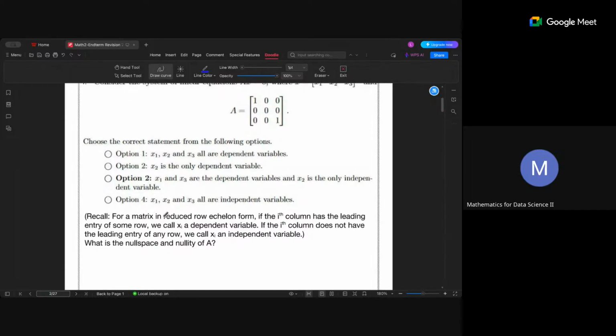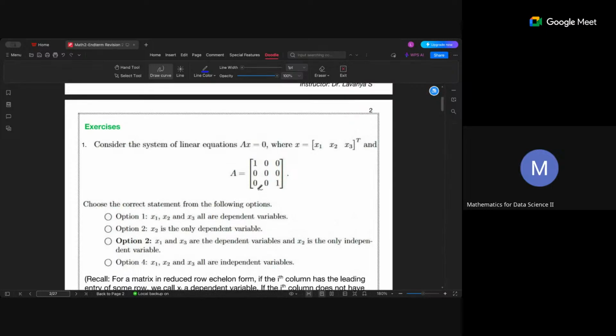Recall that for a matrix in reduced row echelon form, if the ith column has the leading entry of some row, we call xi a dependent variable. And if the ith column does not have a leading entry of any row, we call xi an independent variable. Okay. So now for this matrix, what is the RREF form? Can you tell? 1 0 0, 0 0 1, 0 0 0.